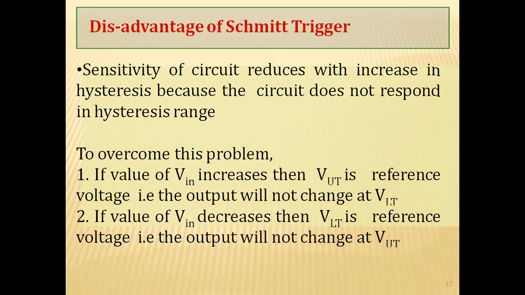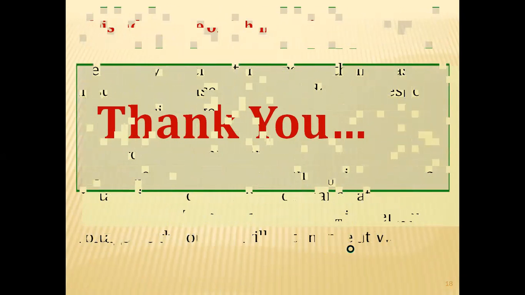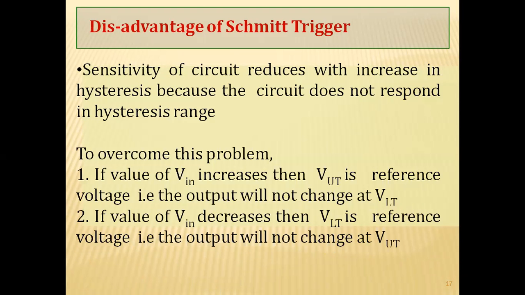The first one is, if we increase the value of Vin, then VUT is a reference voltage that will not change, right? Output will not change at VLT. This is the first solution, and the second solution is to decrease the value of VLT. This VLT can be decreased, that is the reference voltage can be decreased. So whenever you decrease VLT, the output will not change at the point VUT. That's it about the inverting Schmitt trigger.